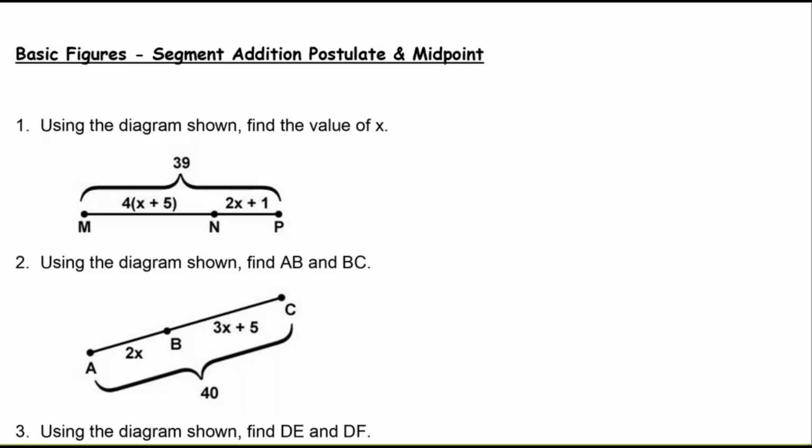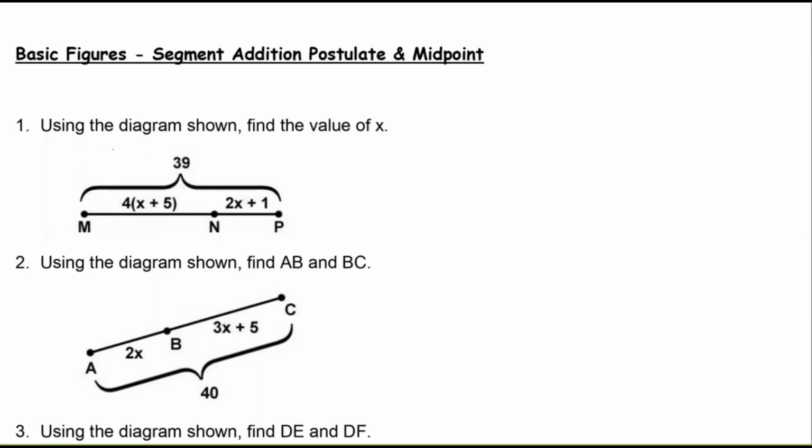So here we have M, N, and P. Now from M to N, it's 4 parentheses x plus 5. From N to P is 2x plus 1. Now from M to P, it's 39. Okay, how do I set this up? How do I set it up?